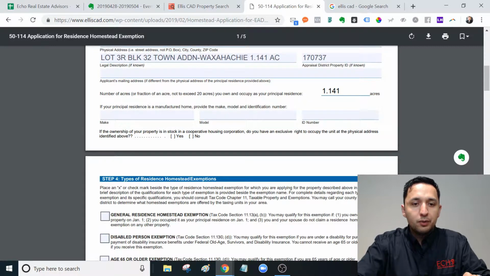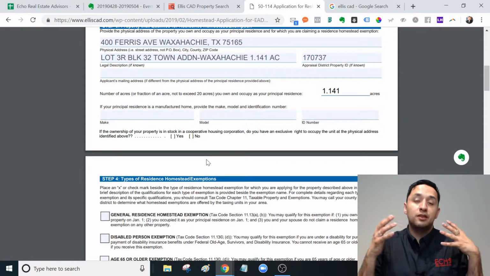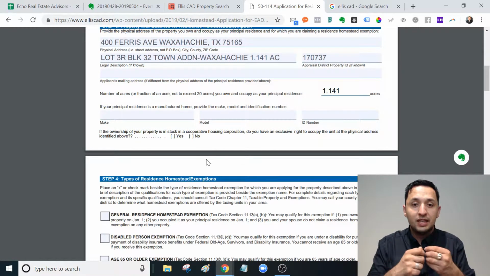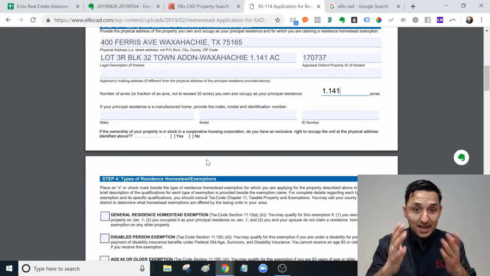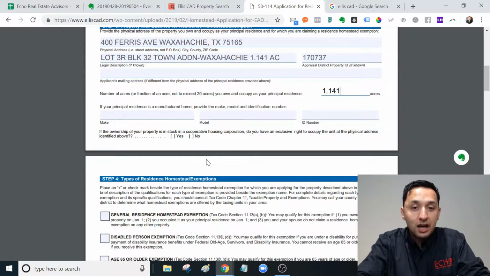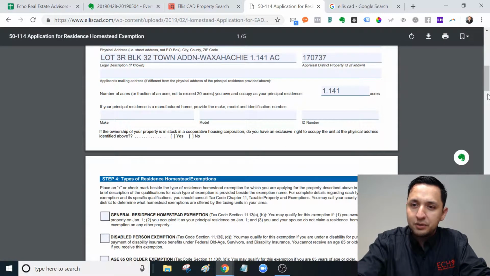If the ownership of your property is in stock in a co-op housing corporation, do you have an exclusive right to occupy the unit at the physical address identified above? So co-ops, the way that you own real estate through co-ops is through stock, a certificate of stock. So that is co-op housing. Most owners are not in co-ops. So we're going to put no. Well, when I print it out, I would put no here. It's interesting that was not editable.